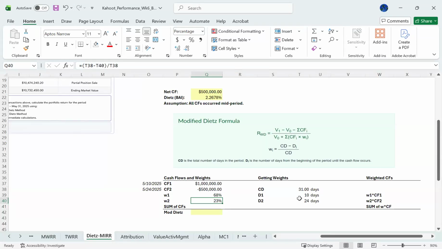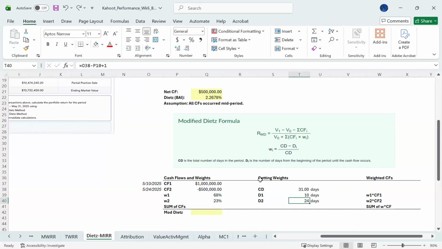Let's assume the cash flow 2 had been received on day 30, then the weight would go down to 3%, which doesn't affect our calculation at all. We should not care about it because it was only a single day. Okay, let me take it back, Control C, to the 23%.